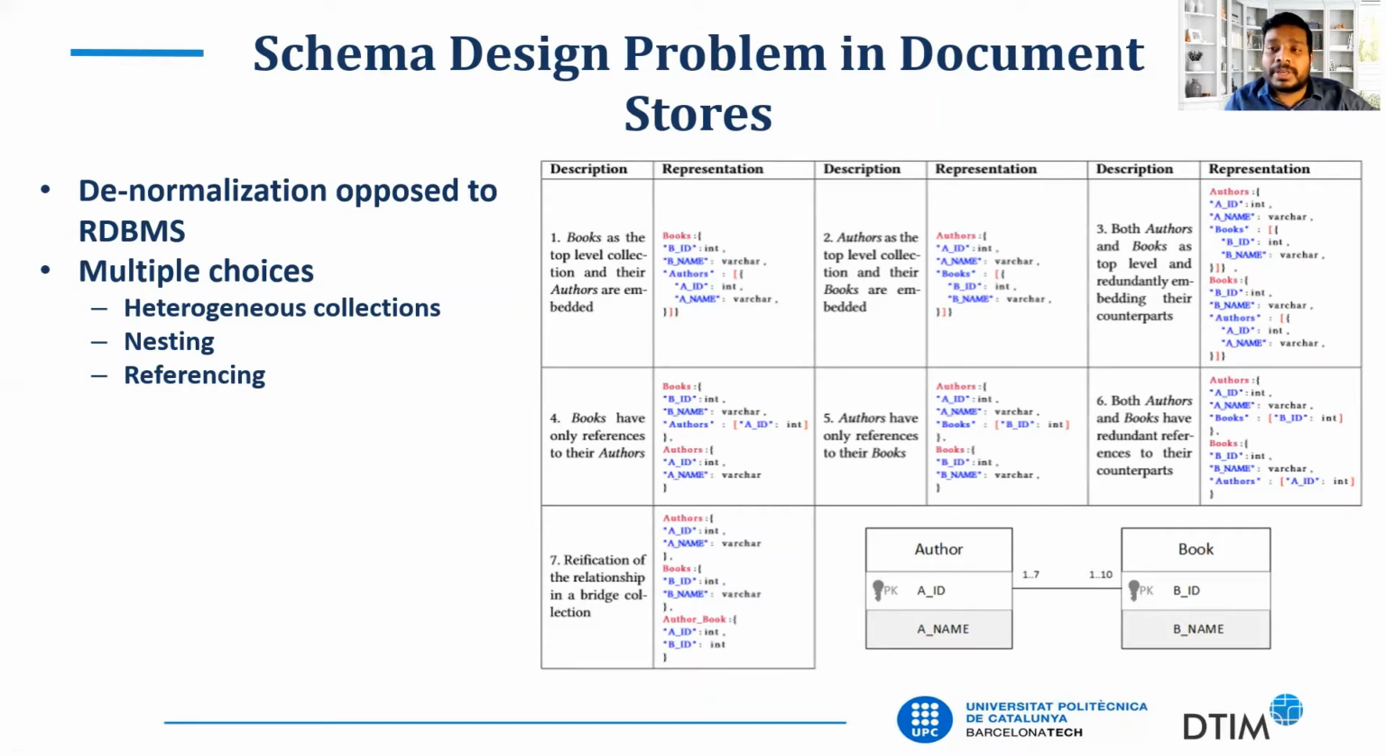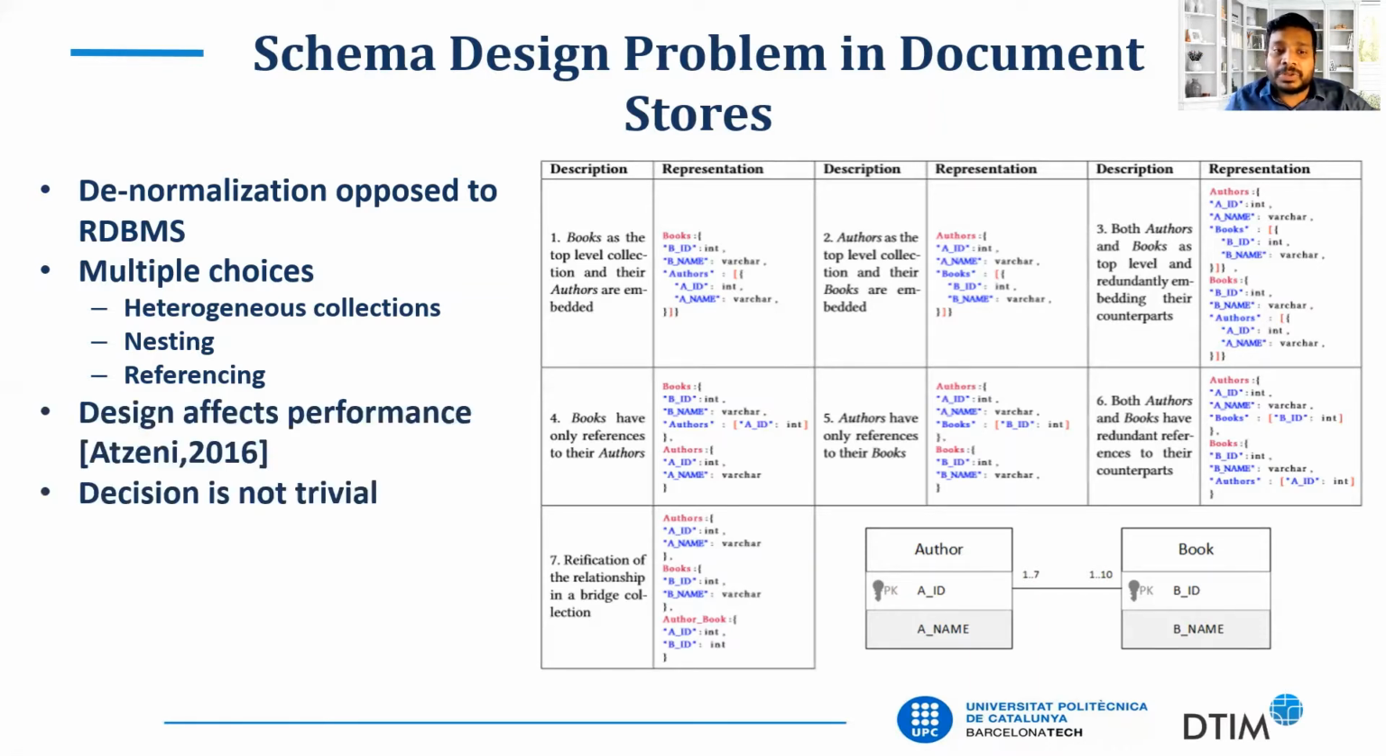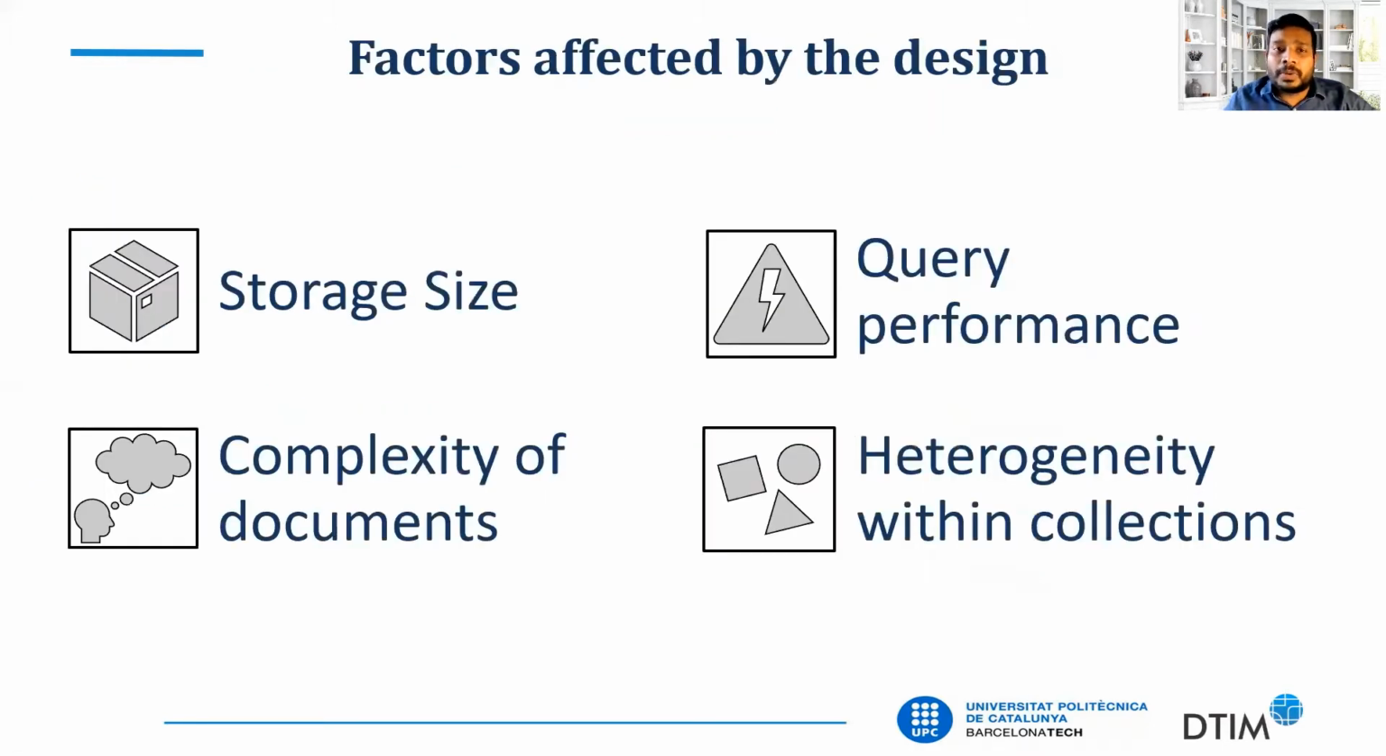So out of these 7 designs, which one is best suited for you? Making this decision is unfortunately not trivial. However, this design affects the performance of your queries. Not only the queries, there are 4 main factors that are affected by the design. One is the storage size. If you have redundant data, the storage size increases. However, the query performance might increase because of the reduction of joins or the complexity of the queries.